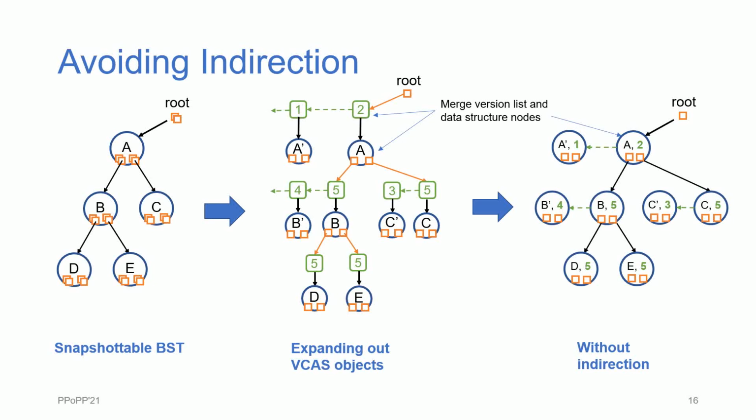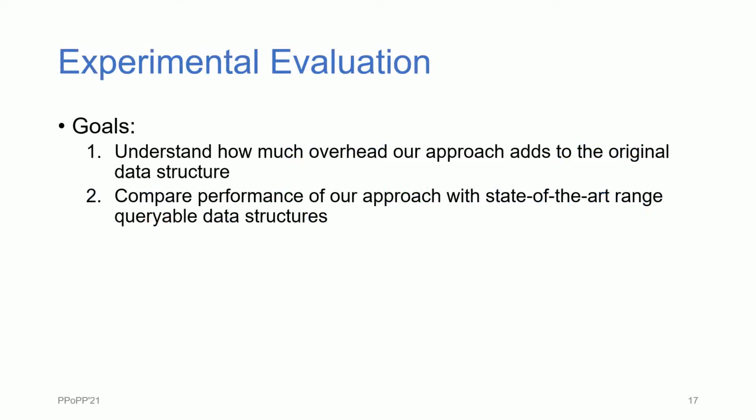Applying this high-level idea is not quite so simple because each data structure node can be part of multiple version lists, and this means that we might need to merge a single data structure node with multiple version list nodes. In our paper, we show how to handle these situations, and this sometimes requires slight modifications to the original data structure.